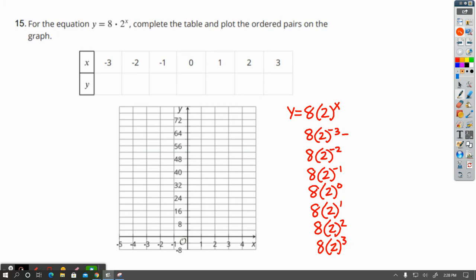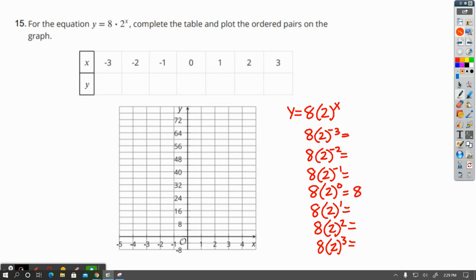Okay, so 8 times 2 to the negative third, or you can start with the easiest one. And so you can type this in your calculator and get it pretty straightforward, or you can start with the easiest one. Anything to the power of 0 is 1, and we know that. So 2 to the power of 0 is 1. 1 times 8 is 8.